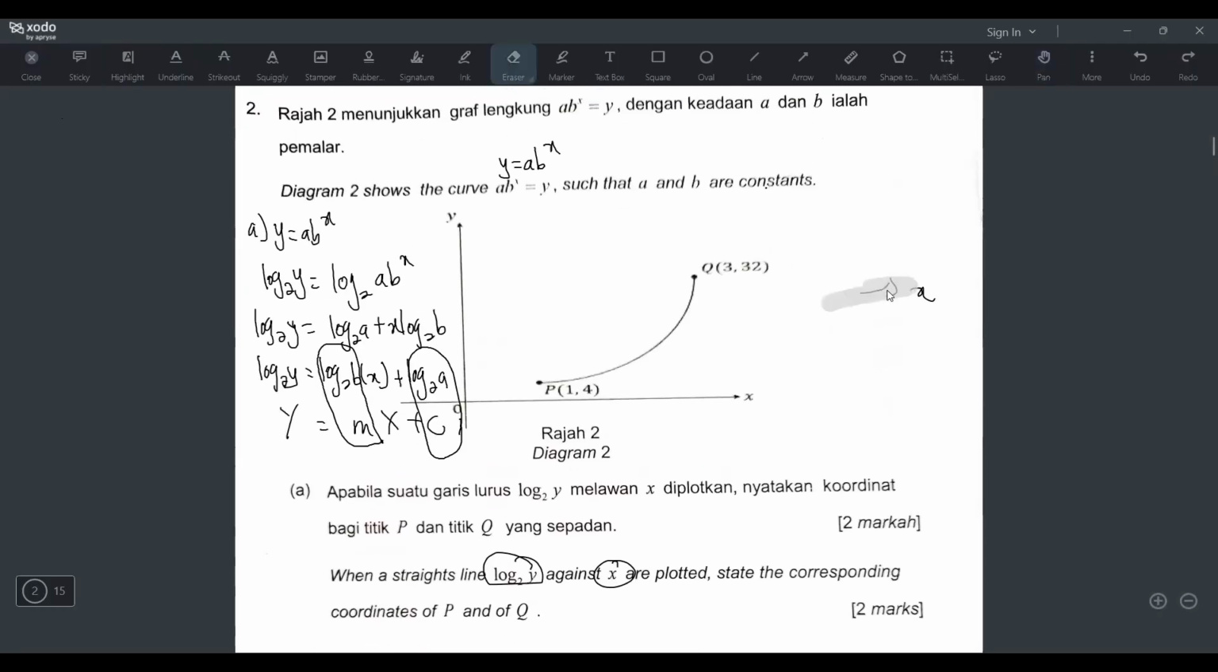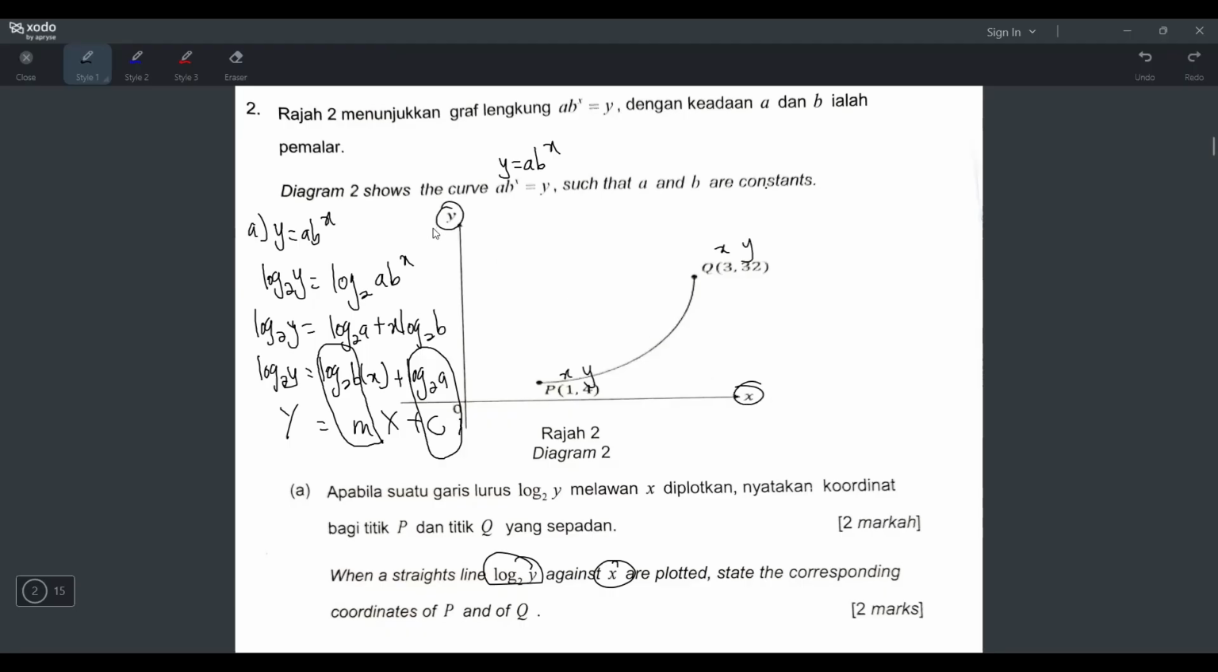My a asks us to find what? To find the corresponding coordinates of p and q. So point p is (1, 4), point q is (3, 32). But you need to know this one is (x, y), because the x-axis is x, the y-axis is y. If you want to find the corresponding coordinates of p and q, you need to convert into log y base 2 against x, right?